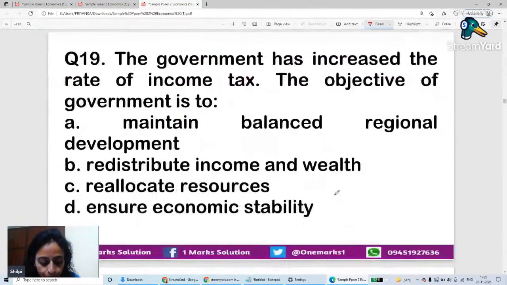Question number 19. The government has increased the rate of income tax. Now, the government has increased income tax, which is a direct tax, right? The objective of the government is to, options are, maintain balanced regional development. Option B, redistribute income and wealth, reallocate resources, or ensure economic stability. So we'll go for option B in this. Redistribution of income and wealth is done by putting more taxes on the rich people and levying less taxes on the people in the low income groups.